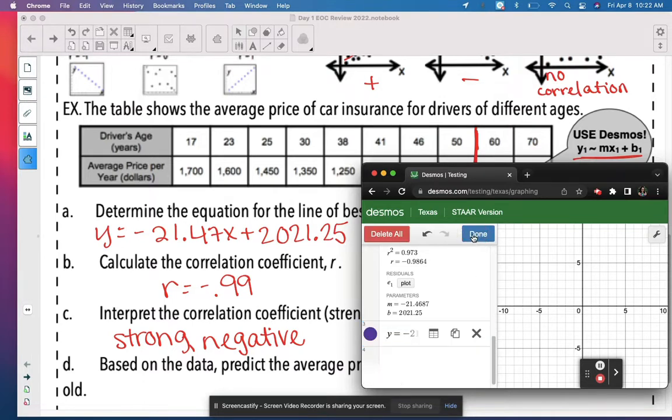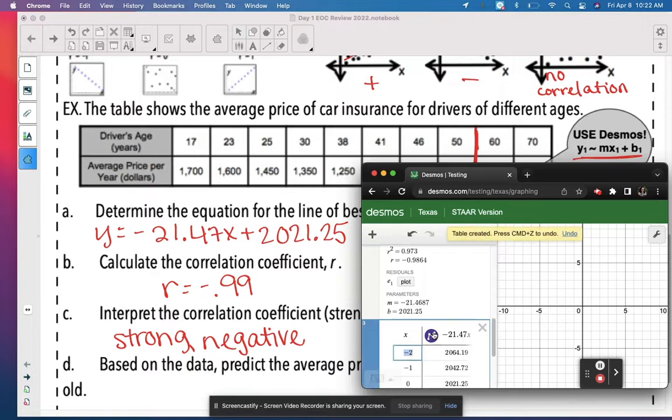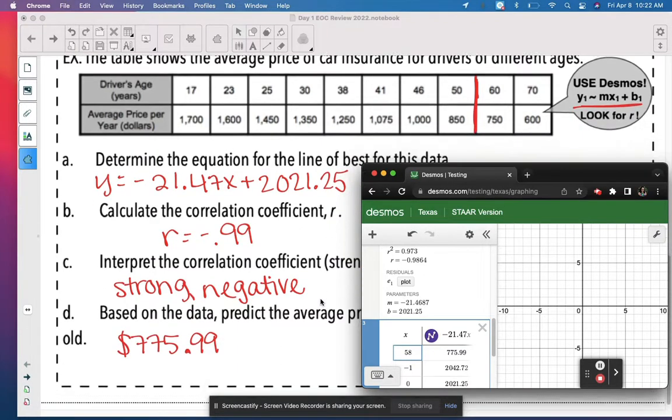So I'm going to edit, turn it into a table, and type in 58. And here we can see that the price of car insurance at 58 years old is $775.99. And again, that's another way that we can evaluate functions as well.